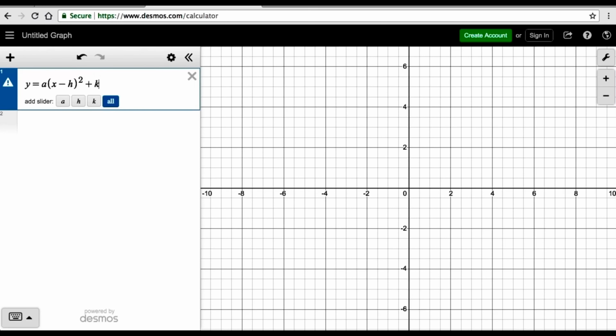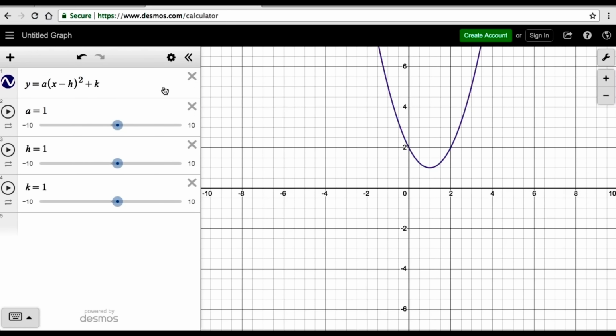So our task today is to determine what is the role of A, what is the effect of H, and what is the effect of K in the graph. So I'm going to add all the sliders here so we can see what these variables are for. You can see I got the purple graph over here. The A was 1. Now we will set H to 0 and K to 0.